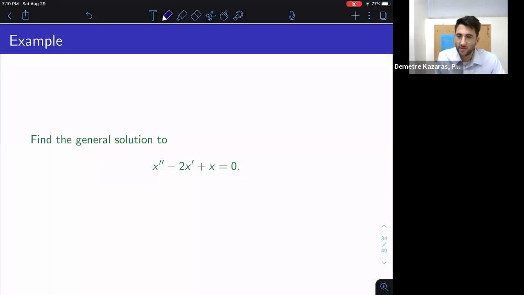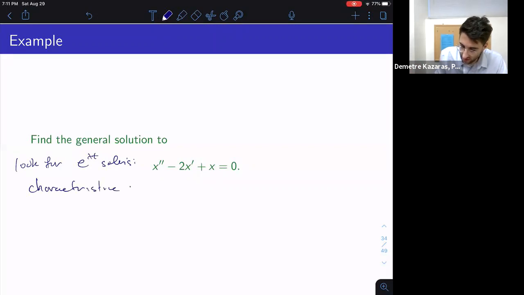So here's the constant coefficient second order equation. Let's write down the characteristic equation. We're going to follow our strategy and look for exponential solutions, solutions taking the form e to lambda t. So that leads us to the characteristic equation. In this case, it'll be lambda squared minus 2 lambda plus 1 is equal to 0. The minus 2 came from that minus 2, and the 1 came from the coefficient of x, which is just 1.